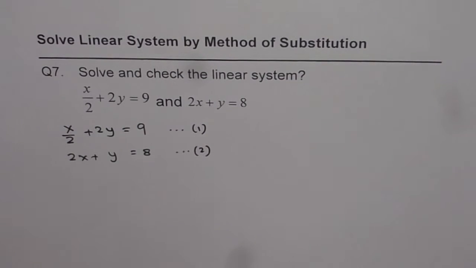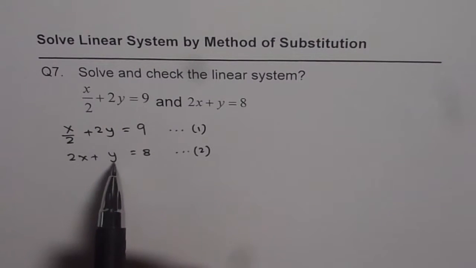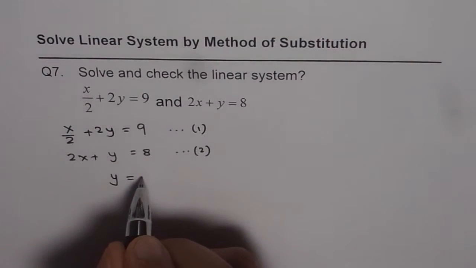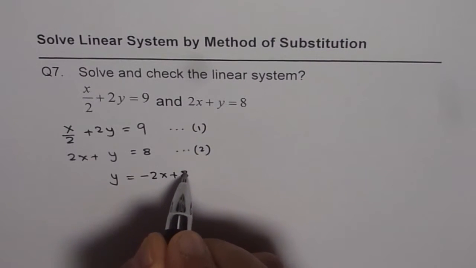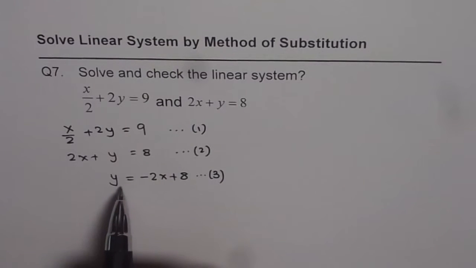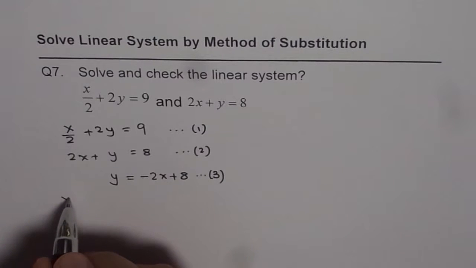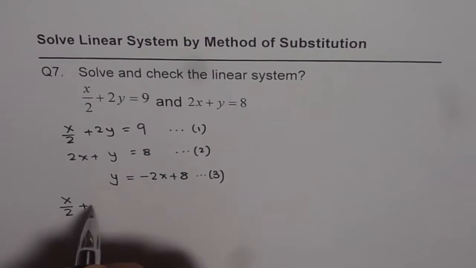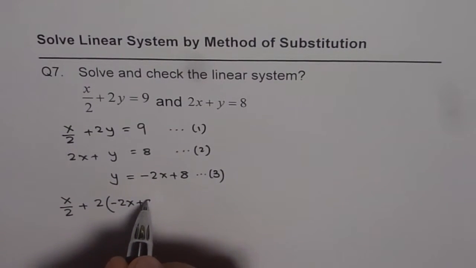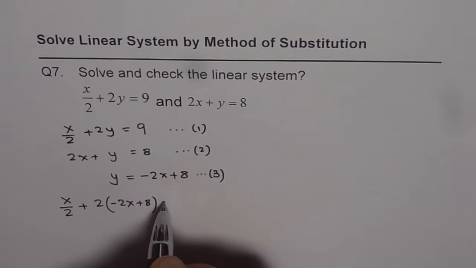Now we need to isolate one of the variables and write it in terms of the other variable. It's good to use equation 2 to isolate y. So from equation 2 we can write y equals minus 2x plus 8. Let this be equation 3. Now we can substitute equation 3 in 1. So we get x divided by 2 plus 2 times (minus 2x plus 8) equals 9.